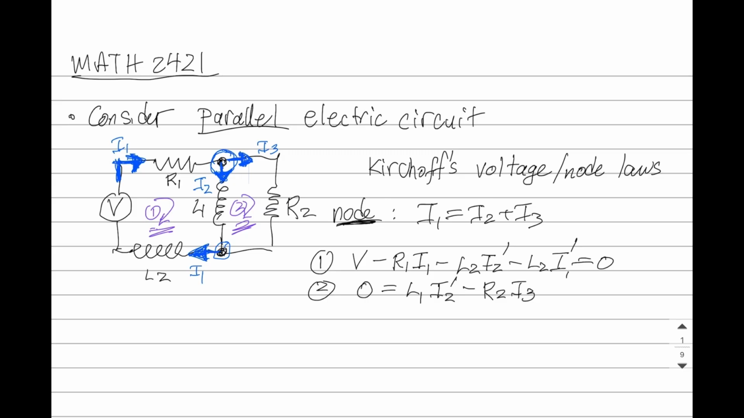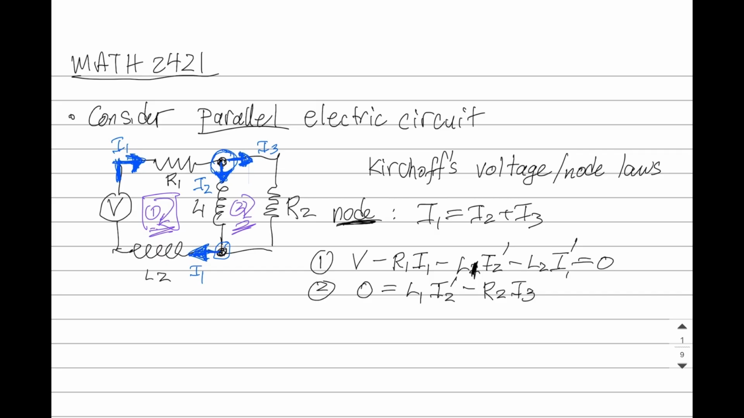The voltage drops a bit across the first resistor, so R1 I1. The part that goes through the next inductor branch, the voltage loss there is L1 I2 prime. It comes back as I1 L2 prime. So that's what the first purple loop gives us.